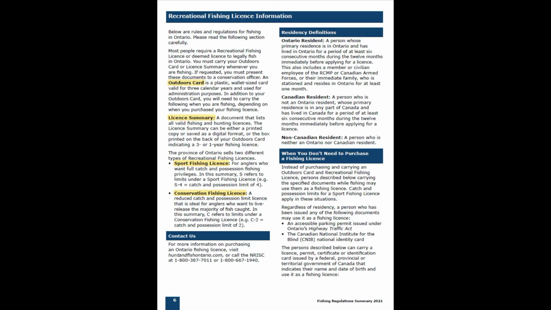Okay, page 6 is talking about the fishing licenses that you need to fish in Ontario. This will take the better part of this video to finish out. I'm going to throw up some pictures to make it a little bit more visually appealing, but let's work our way through it. So most people require a recreational fishing license or deemed license to legally fish in Ontario, and you have to carry your outdoors card or your license summary when you're fishing. This is so that if a conservation officer asks to see your license, you can prove that either you have one or that you do not need one.